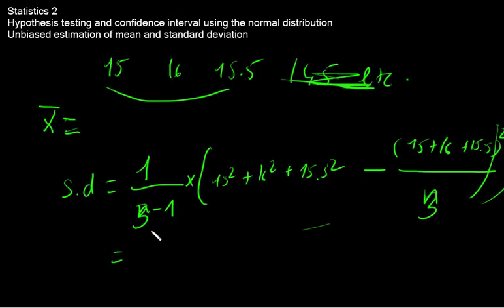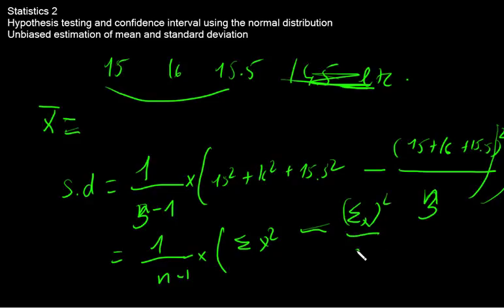So the formula is like this: 1 over n minus 1 times the sum of all x squared minus the square of the sum of all x, divided by n. So this is the formula.